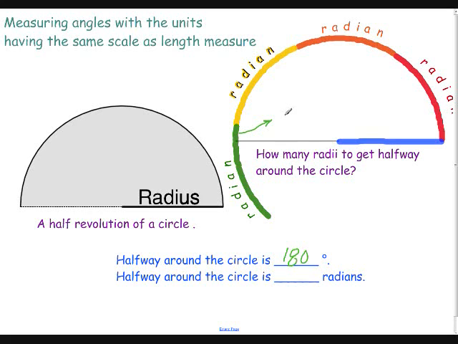is less than 1. So halfway around a circle is 3.1416, going on and on and on. There's a few of you thinking or talking about this. Yes, but that is pi. So how many radii does it take for me to get halfway around a circle? Pi radians. Okay.